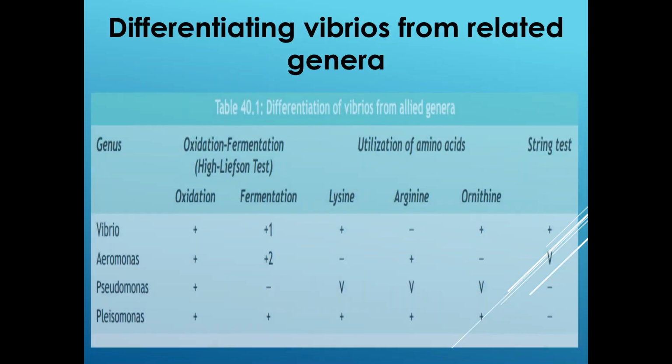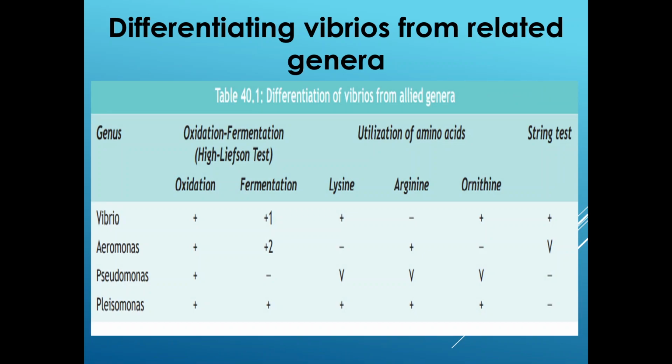Differentiating Vibrios from related genera: we will detect Vibrio cholerae among different genera, between Aeromonas, Pseudomonas, and Plesiomonas. Characteristics of Vibrio: oxidase positive, fermentation reaction in the Hugh-Leifson test positive, utilization of amino acids lysine and ornithine but does not ferment arginine, and a positive string test.